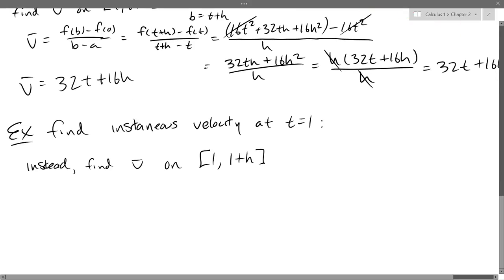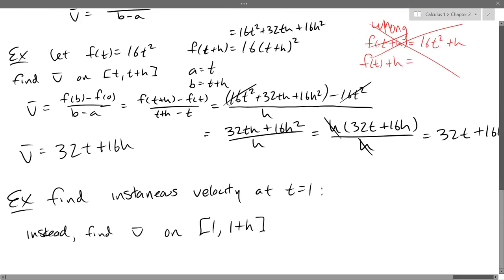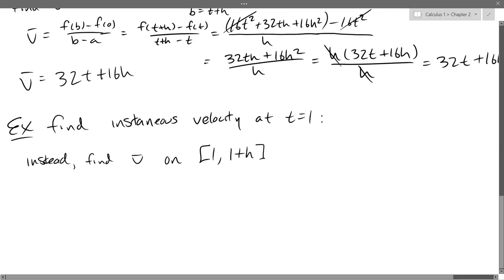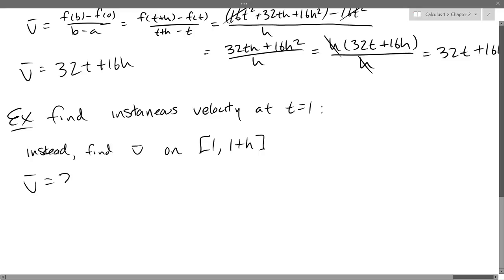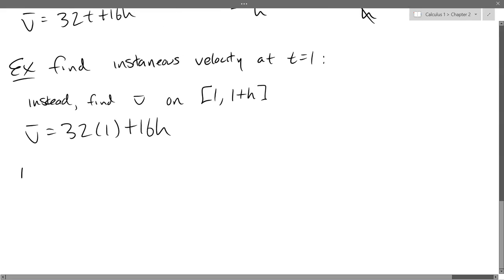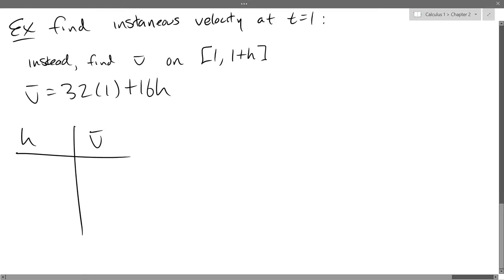So we're going to find v bar, or average velocity, on 1, 1 plus h. So all I did was I used t plus h right here, and just plugged in 1 for t. So nothing magic's going on there. Average velocity is 32 times 1 plus 16h. So all we're going to do is write down some h values, and then what velocity that would correspond to. So let's start h way up at 1 second. So we got 32 plus 16h.